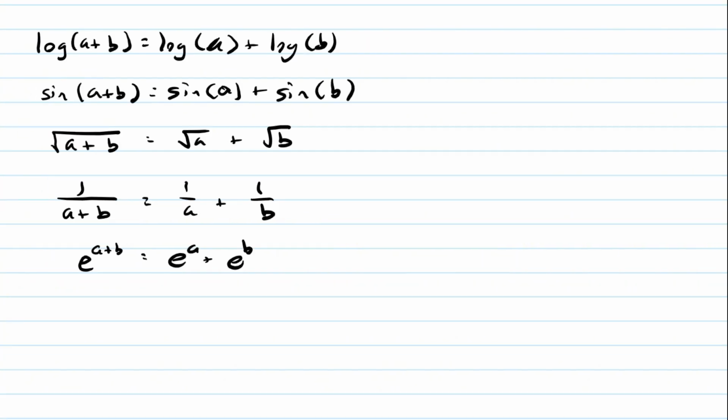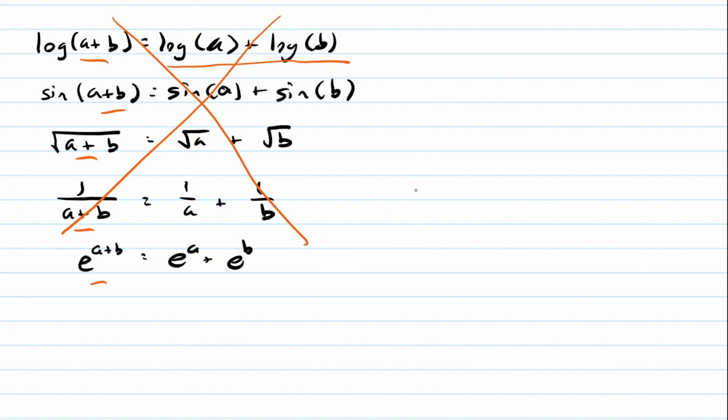Mistake number 5 comes from assuming that when things are added within a function, you can just break it up and distribute that function through. But for all of these examples, just because you have an added inside the function, you cannot say that these are just added with the function applying to each term. So all of these are actually incorrect.